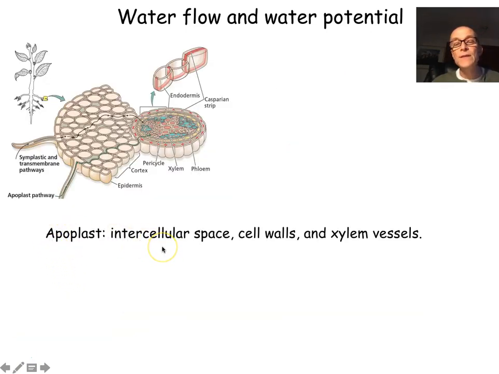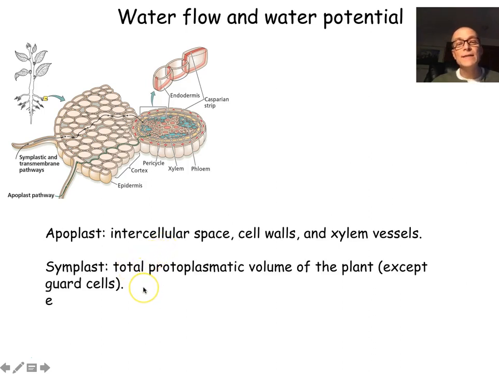Apoplast is the intercellular space, the cell walls and the xylem vessels. And then the symplast is the total protoplasmic volume of the plant except the guard cells. So that's the definition of the symplast and the apoplast. And now I said that to get into the symplast, it has to get into the xylem. That is correct. And this part in here is symplastic, but the xylem vessels themselves are excluded by definition from the apoplast because they are hollow, they're dead, they're not really living cells.